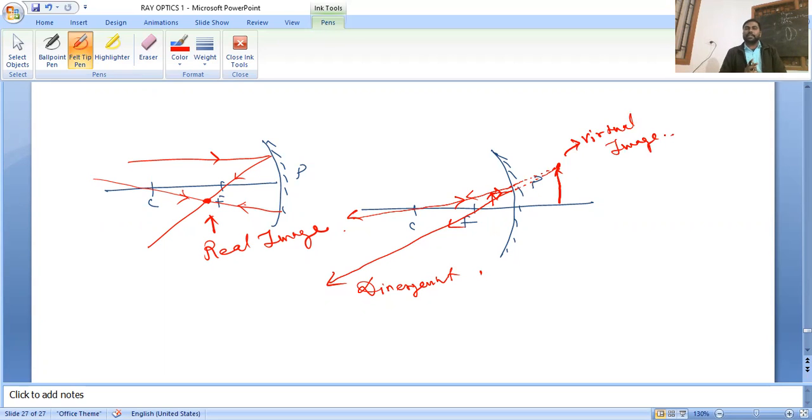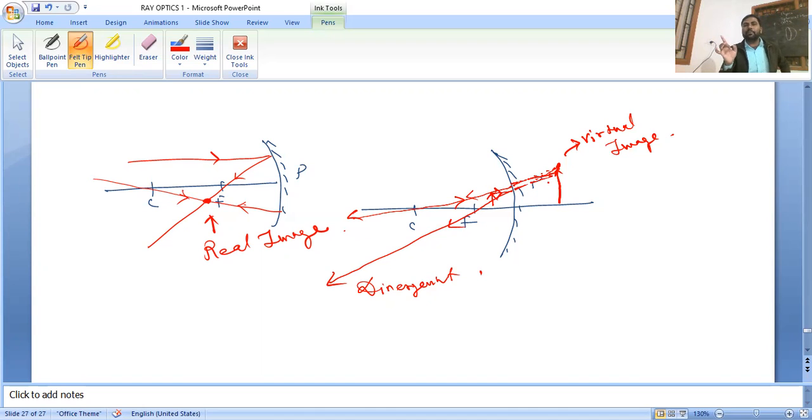Now see what happens in this case. The rays after reflection didn't meet in real. One ray after reflection is going like this, one ray like this. Both rays are divergent. But behind the mirror, we have extended the rays and made them meet artificially, or virtually.